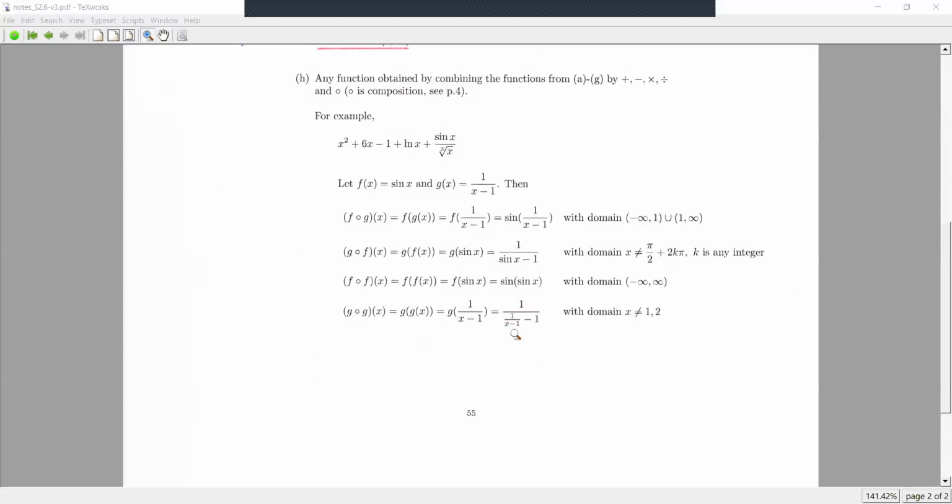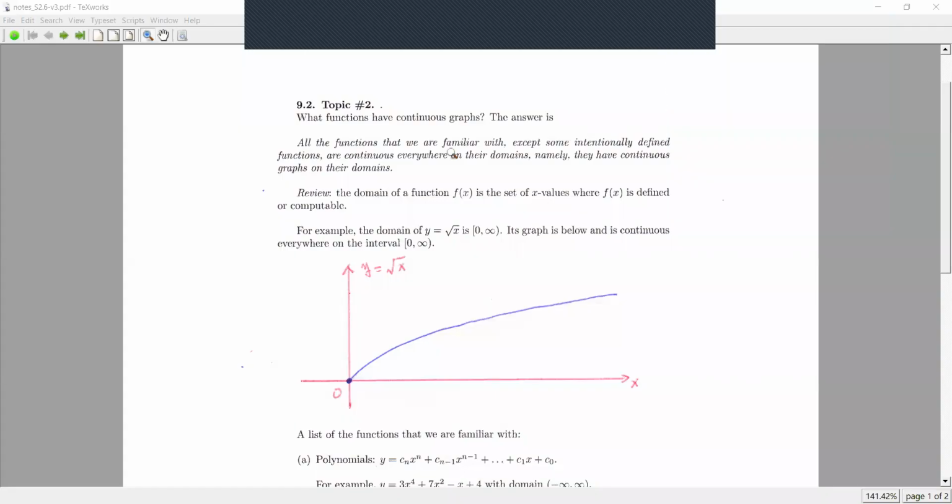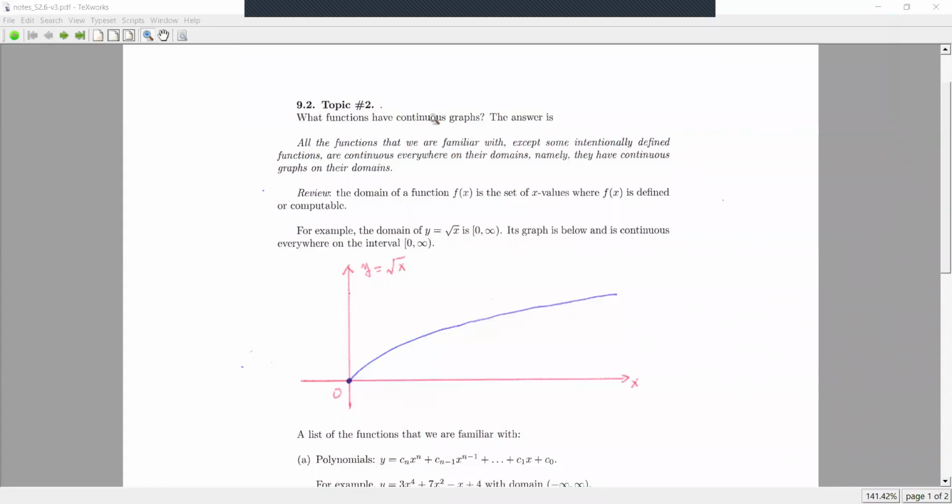Then what is the domain of this function? The domain is all the numbers except 1 or 2. When x is 1, plug in 1 in x, then 1 over 0, not computable here. Plug in 2 in x, 1 over 2 minus 1 is 1. But then 1 minus 1, again, the denominator is 0, not computable. So this function, the domain is all the numbers except 1 or 2. This is the answer to this question.